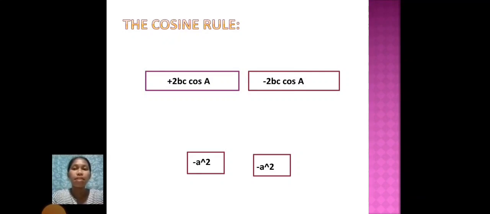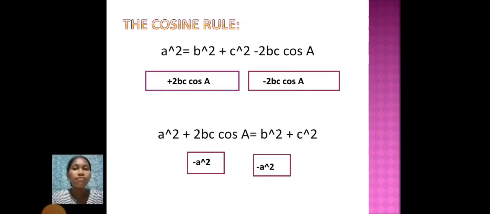We want to start by making the angle part positive, because at the moment the angle is attached to a minus sign. So we have a squared equals b squared plus c squared minus 2bc cosine A. We add 2bc cos A to both sides, so we have 2bc cos A in positive form on the left-hand side, as well as a squared.